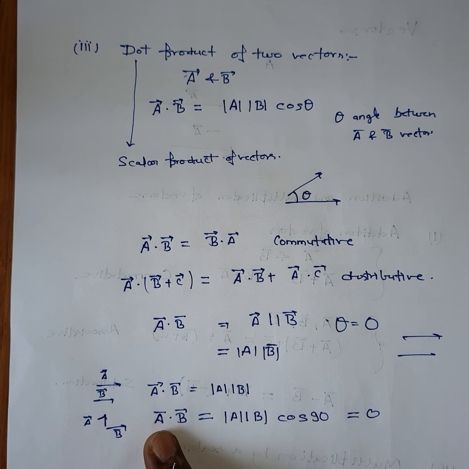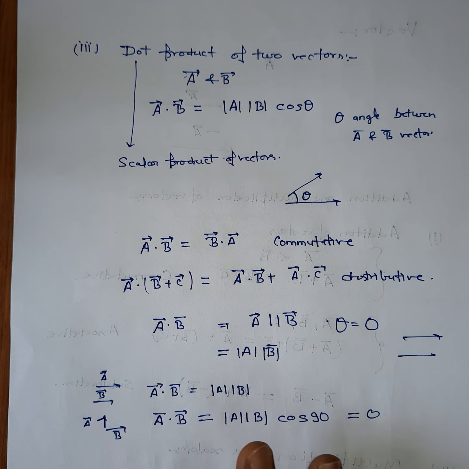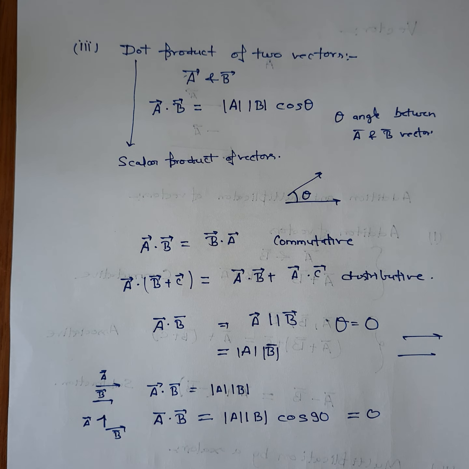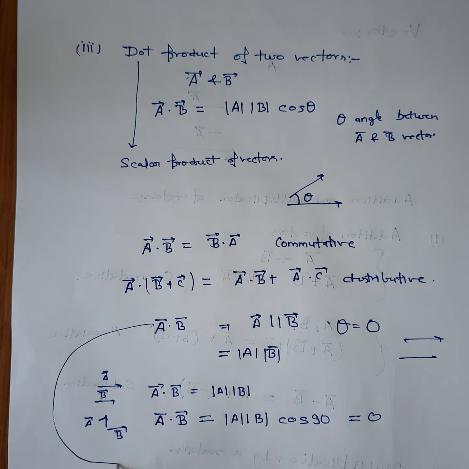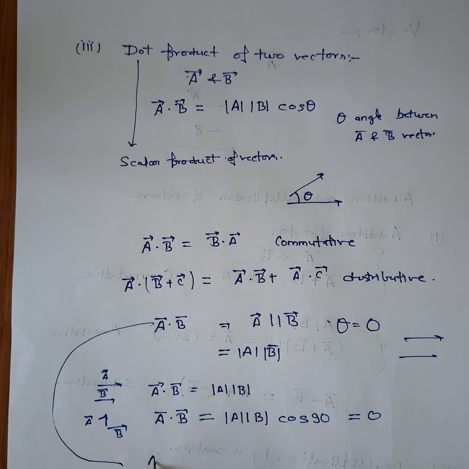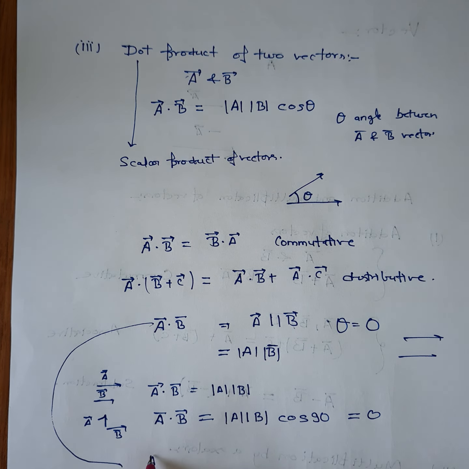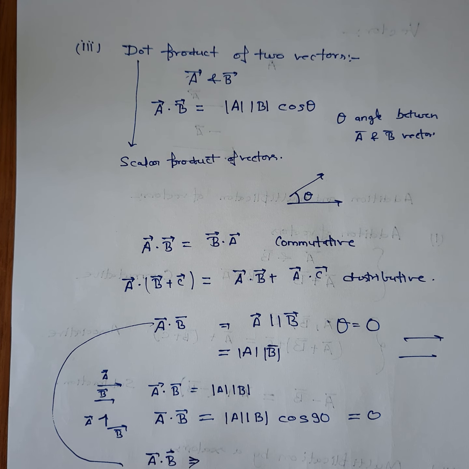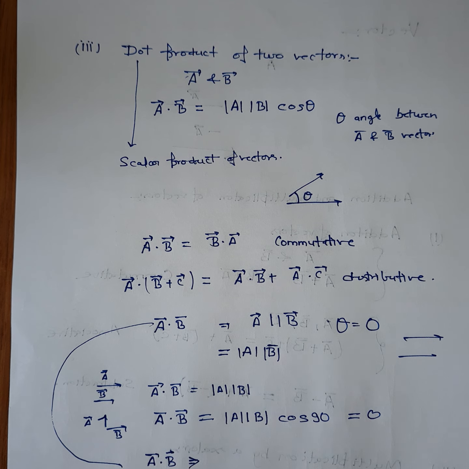So if the vectors are perpendicular to each other, then their dot product is 0. From here you can also find out that if there are two parallel vectors, they have the same magnitude. Same magnitude means you can write it as the self product of A vector dot A vector. So it will give you A square, just the multiplication of their magnitudes.